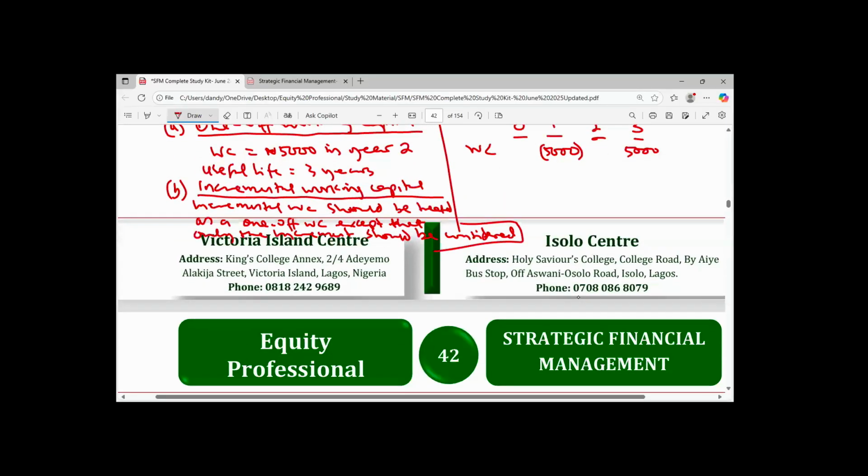So let's say, for example, you are given a working capital like this, okay? In year 1, year 2, year 3, for simplicity. Let's say you are given working capital in year 1 to be 100, working capital in year 2 to be 120, working capital in year 3 to be 150. You will notice that the working capital has increased from 100 naira to 150 naira.